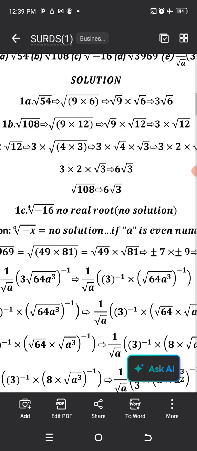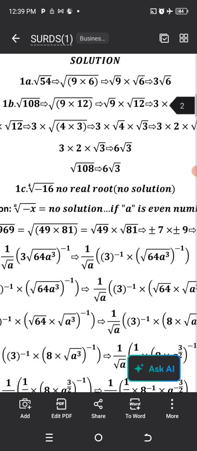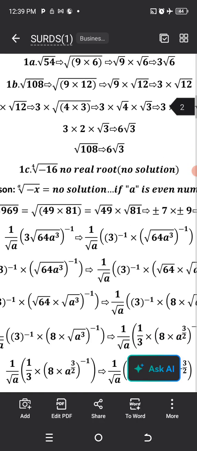That is fourth root of 16, that is 2 raised to power 4. The answer is what? 2. Because fourth root of 16 is 16 raised to power 1 over 4. And 16 raised to power 1 over 4, you can express it as 2 raised to power 4, and 2 raised to power 4 multiplied by 1 over 4 will give you 2. But because what is inside that root symbol is minus 16, that's why there is no solution to it.